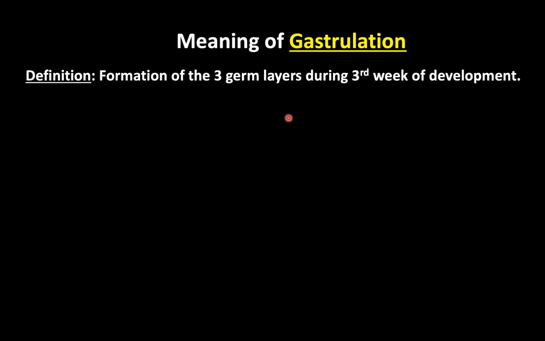Actually, the question is, do you know what is gastrulation? What is the meaning of gastrulation? Okay. Actually, gastrulation as a definition is formation of the 3 germ layers during the 3rd week of development. But this is the definition. I'm asking about the meaning.